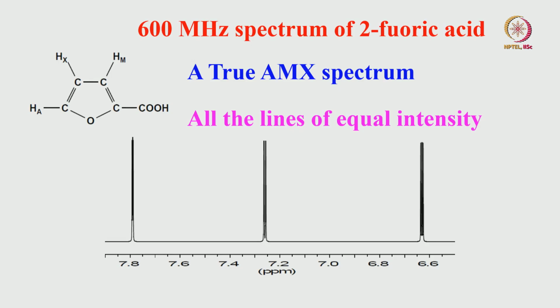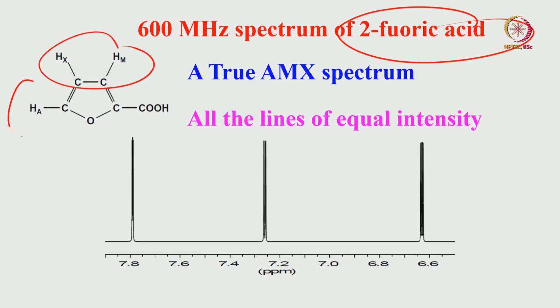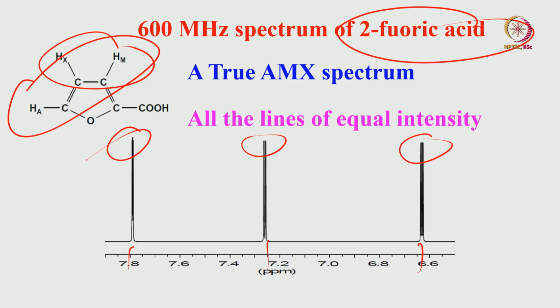A true example of an AMX is like this. This is a 600 megahertz spectrum of 2-fluoroacrylic acid. Remember, these 3 protons are very well separated in chemical shift like this, you see, A, M and X. At 600 megahertz, you see, all the 12 lines are of equal intensity. This is a real true example of an AMX case, and if you go to the center of this and expand it, you get only 4 peaks, very easy to analyze. I told you the spectra of weakly coupled spins are very easy to interpret. We can easily extract the coupling and chemical shift information for all the 3.